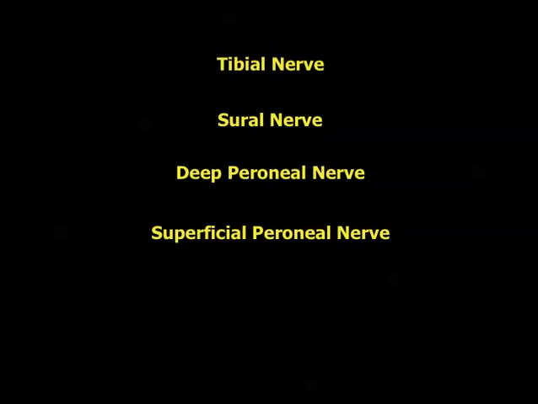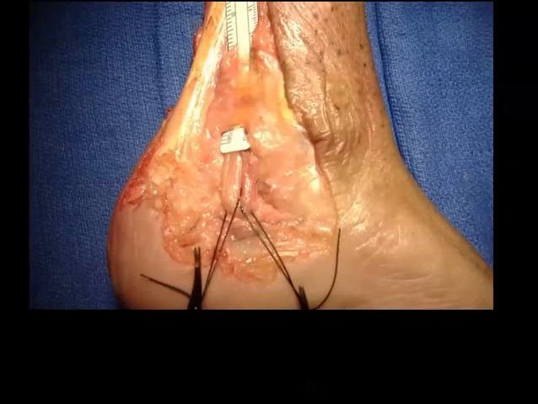The first nerve we will talk about is the superficial peroneal nerve, followed by the deep peroneal nerve, the sural nerve, and lastly the tibial nerve.